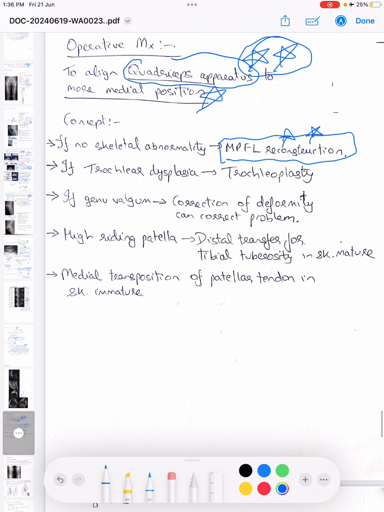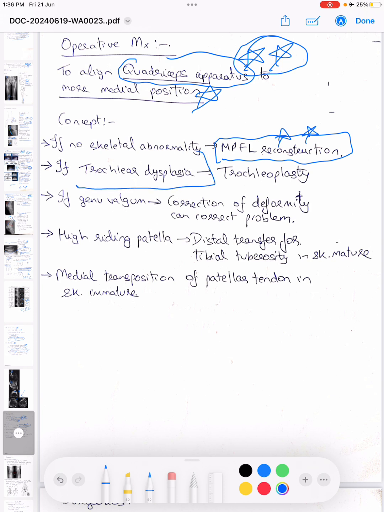Now, if there is a trochlear dysplasia and you have not evaluated it and you straight away go for the fixation of the osteochondral fragment and repair of the MPFL, that is a nightmare, because the etiopathogenesis was not the osteochondral fragment, was not the trauma. The etiopathogenesis, the causative factor, was the trochlear dysplasia, which we discussed in the radiological evaluation. So that needs to be addressed. So we have to go for a trochleoplasty.